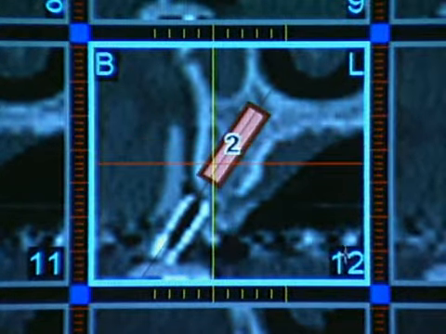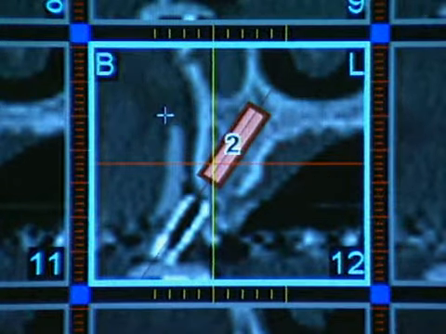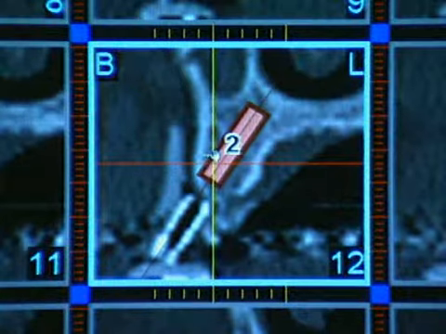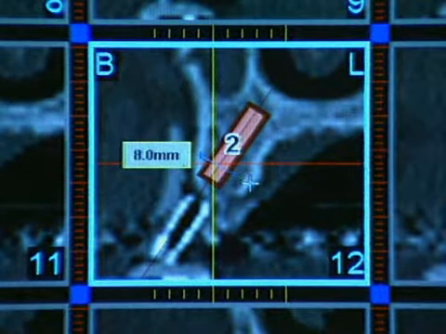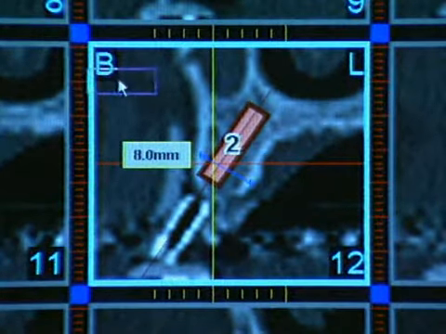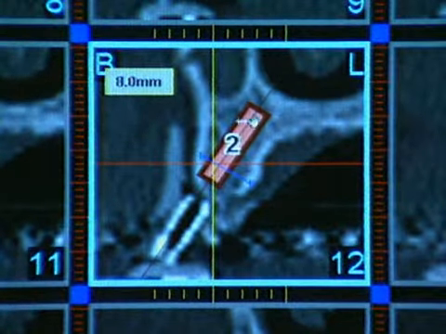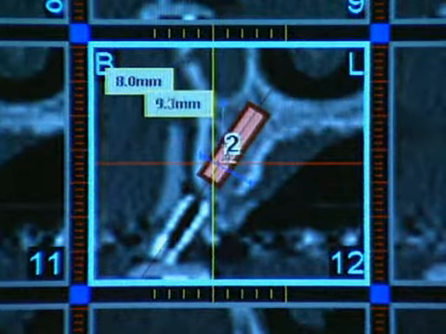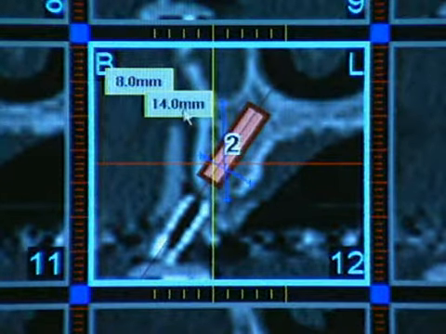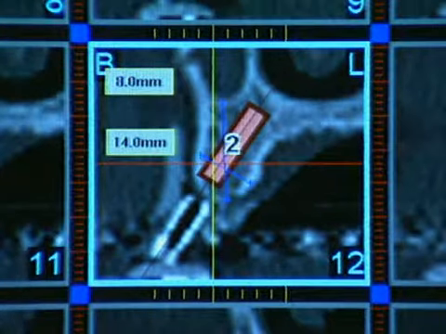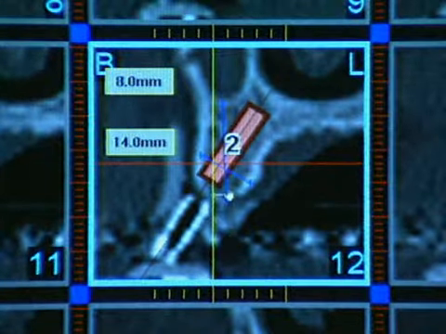After positioning the implant body, the dimensions of the available bone are measured. The measuring tool is used to determine first the width of the alveolar process, which in our case is 8 mm, then the distance to the maxillary sinus, which is 14 mm, and finally the vertical distance to the nasal floor, which is 17 mm.